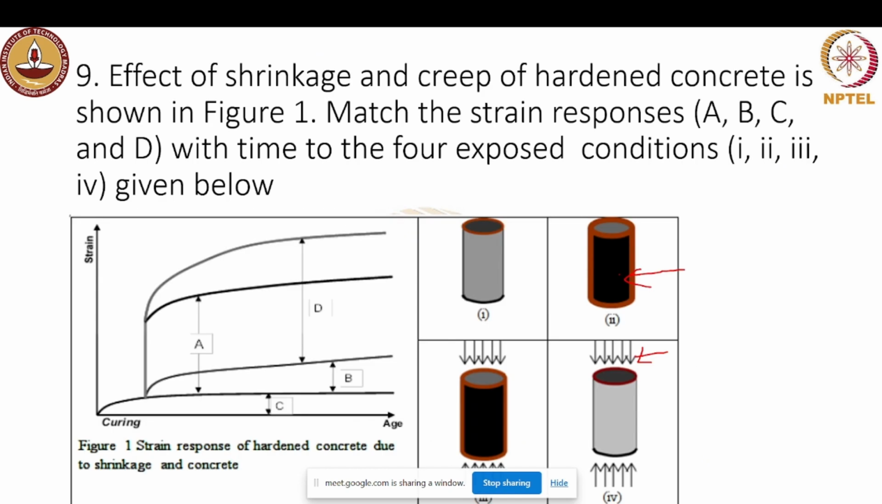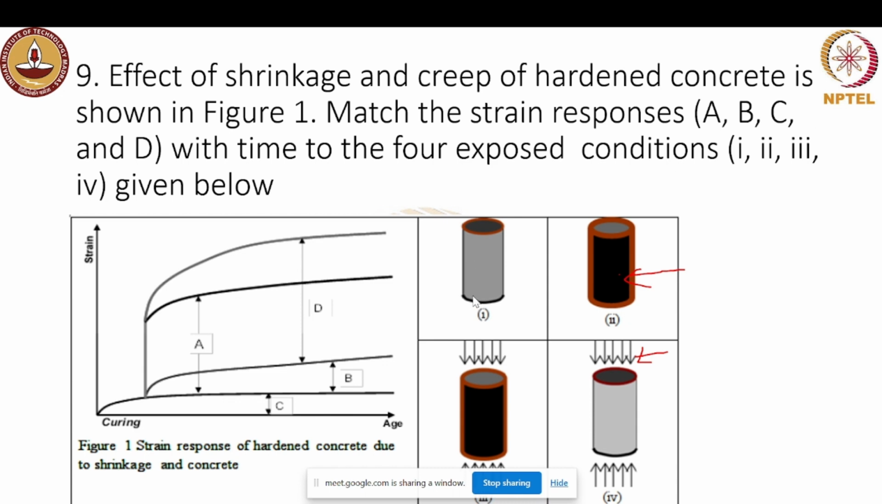This is the last question for today. Effect of shrinkage and creep of hardened concrete is shown in figure 1. You have seen this graph before, right? Everyone might have seen it. Shrinkage and creep graph. Match the strain responses A, B, C, and D with the 4 exposed conditions.